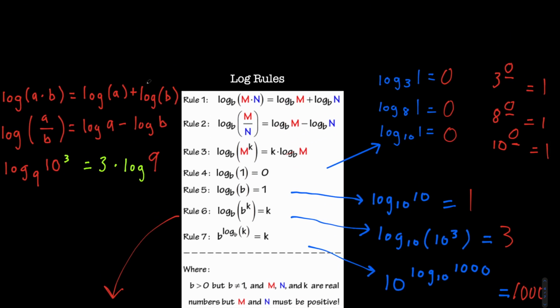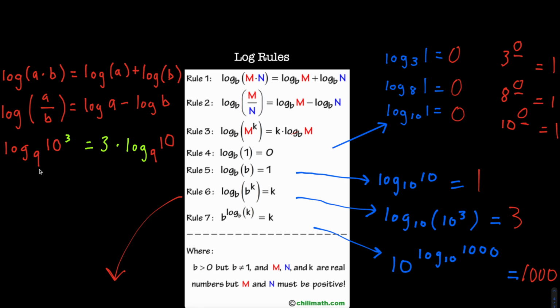And these 3 are also very important. So with logs, we're able to turn basically multiplication into addition, division into subtraction. So log base a of a times b becomes log a plus log b, and log of a divided by b becomes log a minus log b. And as long as the base is greater than 0 and not equal to 1, you can do a neat trick where you push this exponent to the front. So just push this to the front, and then you can have 3 times log base 9 of 10 in this situation.